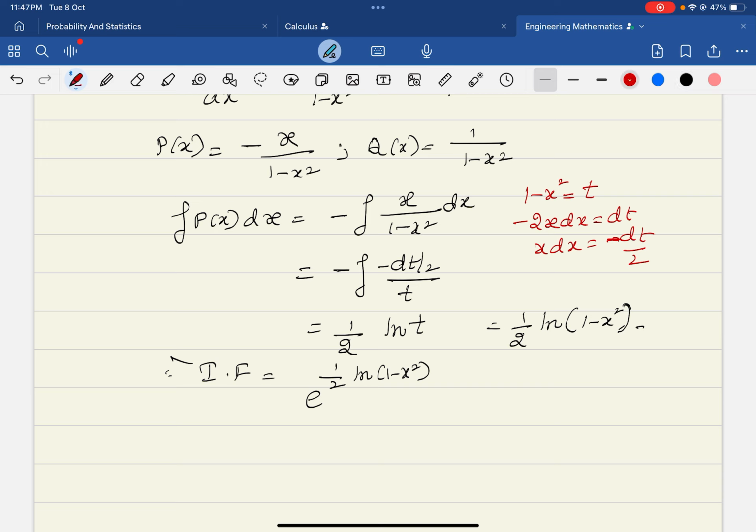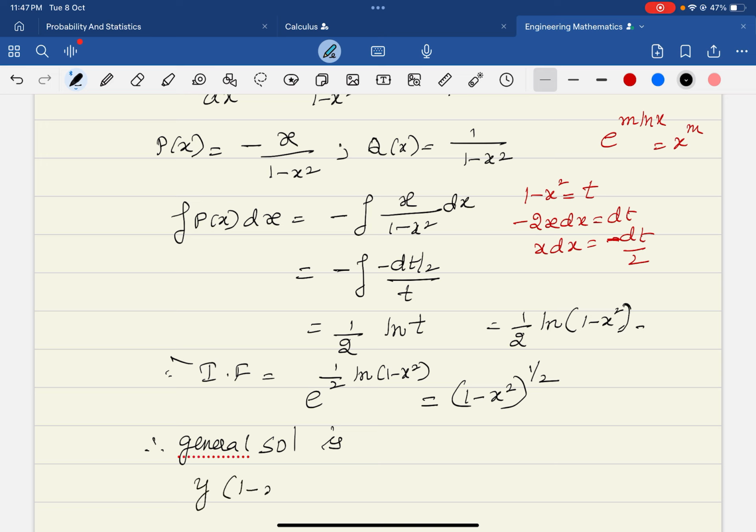I have already told you in the note in the last slide that e raised to m times ln x is given by x power m. So in the same way it is 1 minus x square to the power of half. So this is your integrating factor. Therefore, what is the general solution? The general solution is y times the integrating factor, which is 1 minus x square power half, is equal to the integral of q, which is 1 over 1 minus x square, times 1 minus x square to the power of half dx.